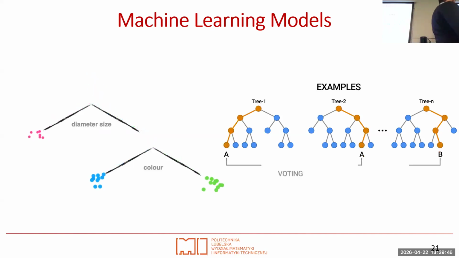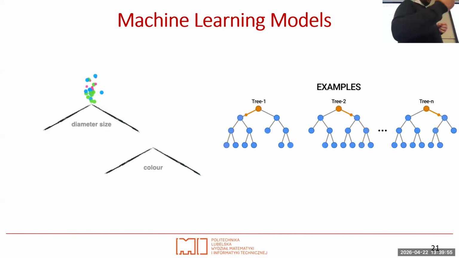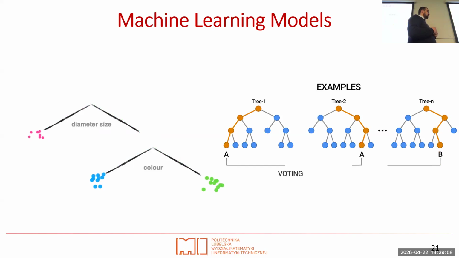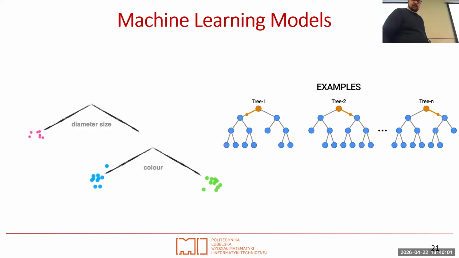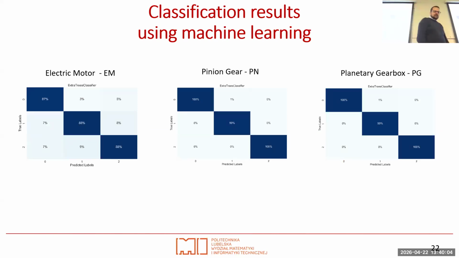So we have a group of data, and it's very simple: we have diameter, size, and color. In case of those data, they can be classified by the limits of the data. And if it goes about the results, every confusion matrix represents the place where this sensor was mounted. So on the electric motor, pin, gearbox, and actually it's doubled.